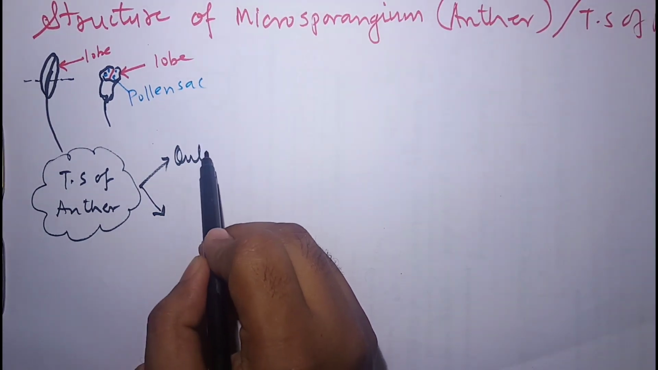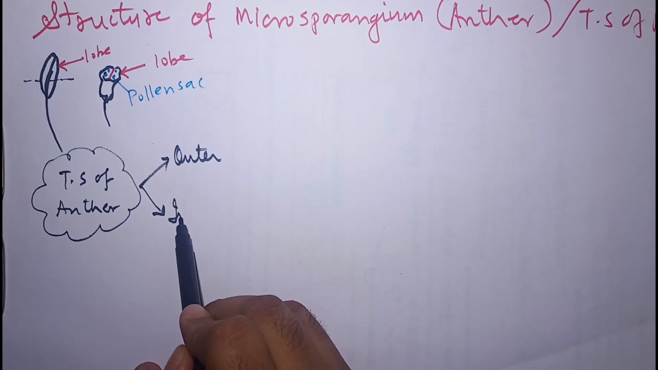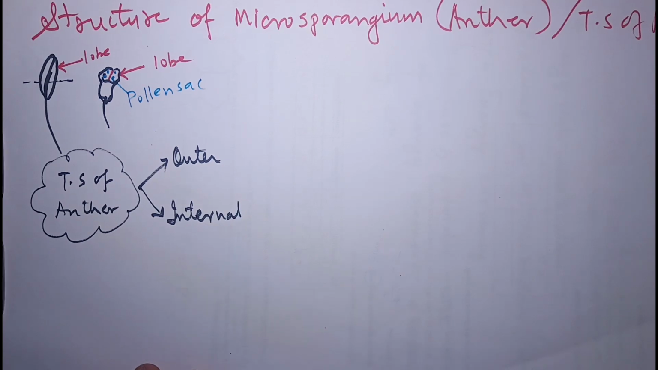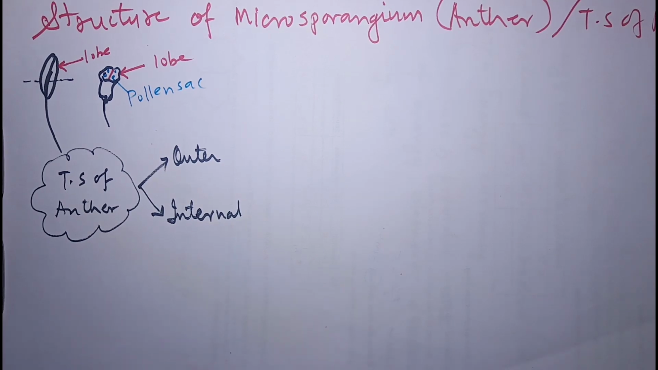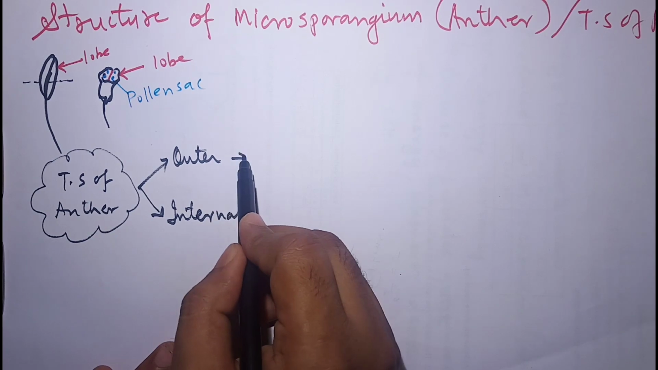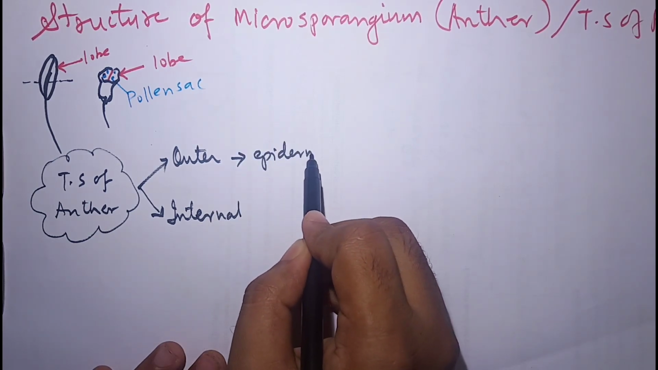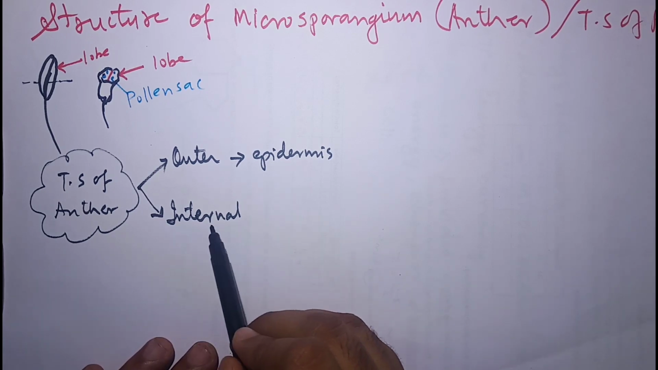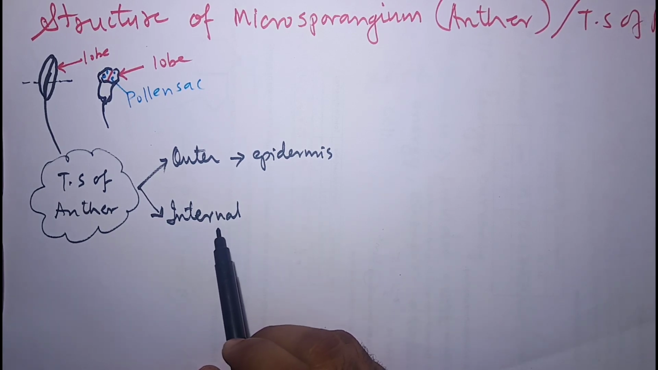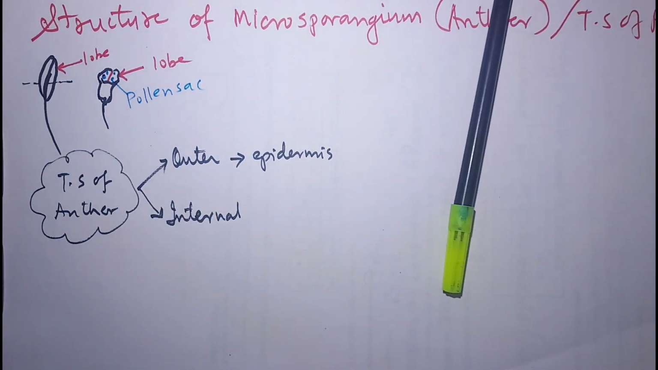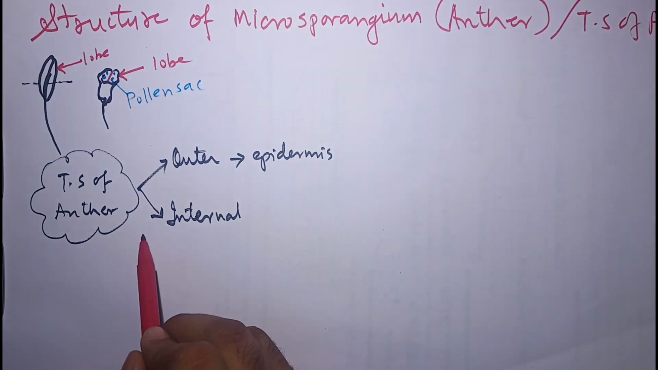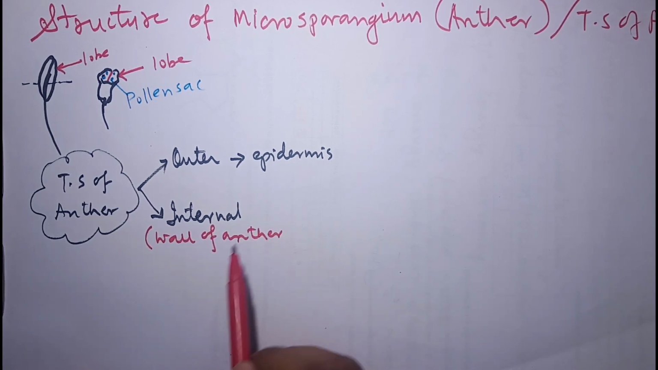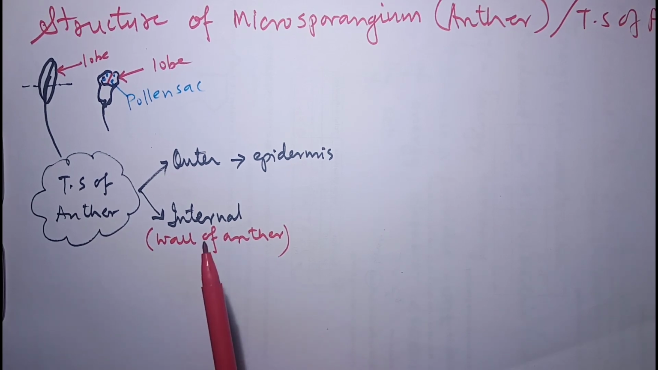One I can say it's outer, and the second one I can say it is internal, outer and internal. Now the outer region is called epidermis, and the second one, that is the internal wall, is actually called the wall of anther.